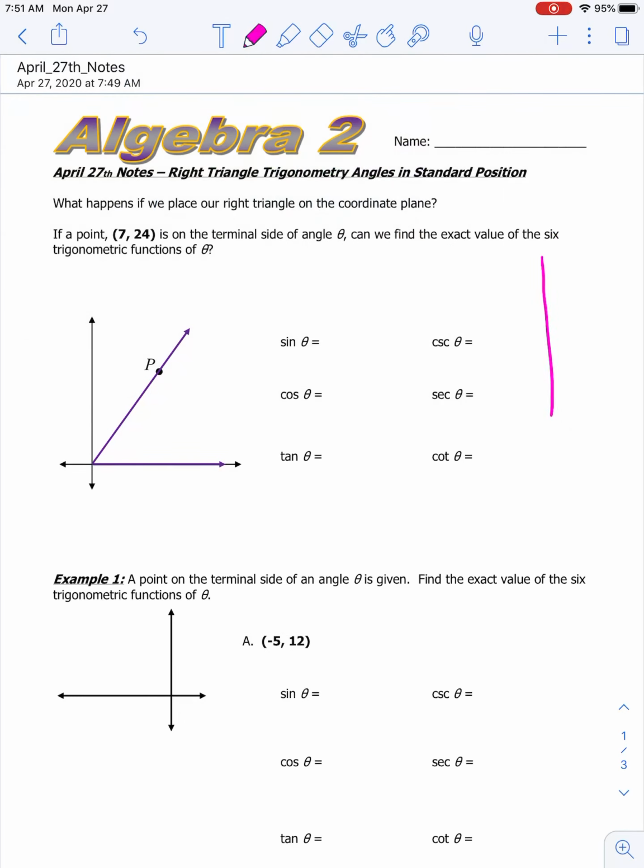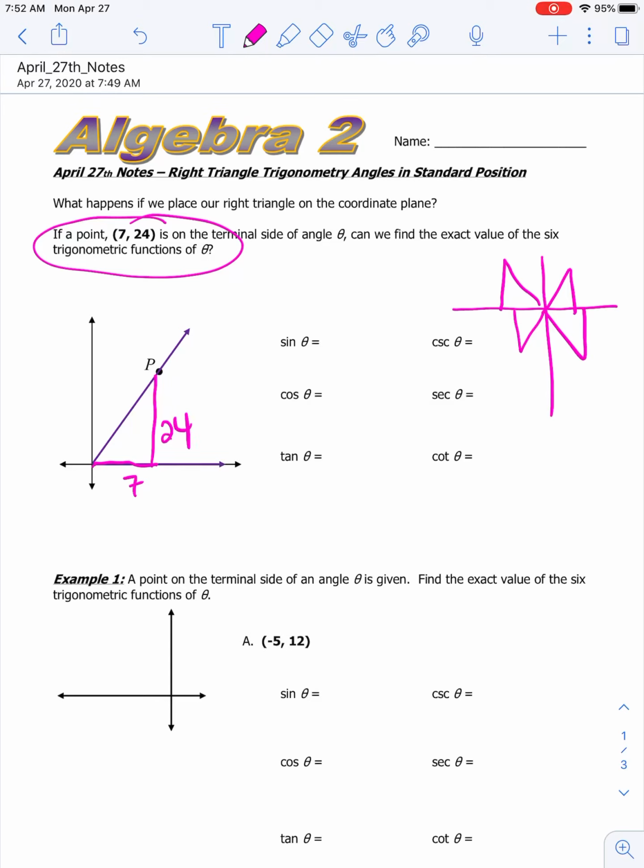Okay, so when you're drawing your triangles in the coordinate plane, whether they're in the first quadrant, the second, the third, or the fourth, you never draw in all four. It's specifically to one. Like if you look at this first one, it says 7, 24. Go over 7, go up 24. Okay, this next one, example 1: negative 5, 12. If you look at the coordinate plane, it obviously has to be in the second one. Negative 5, go up 12.